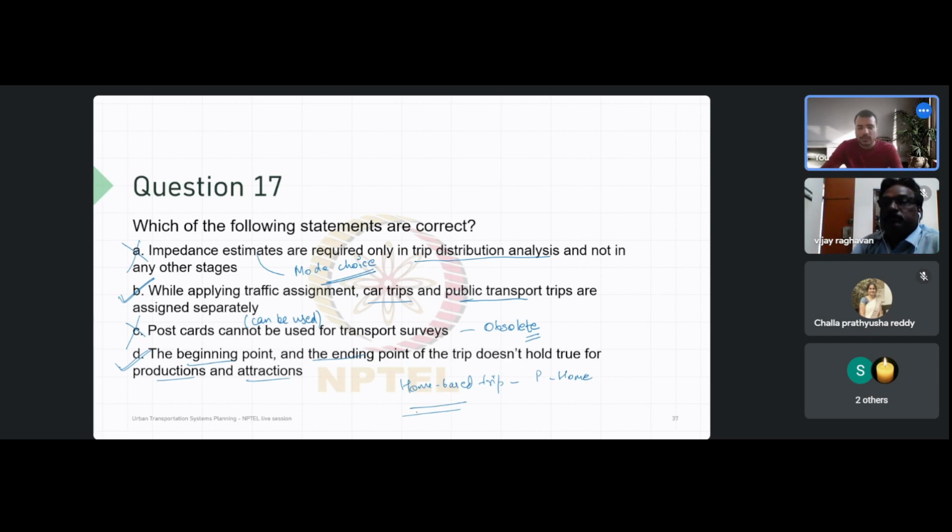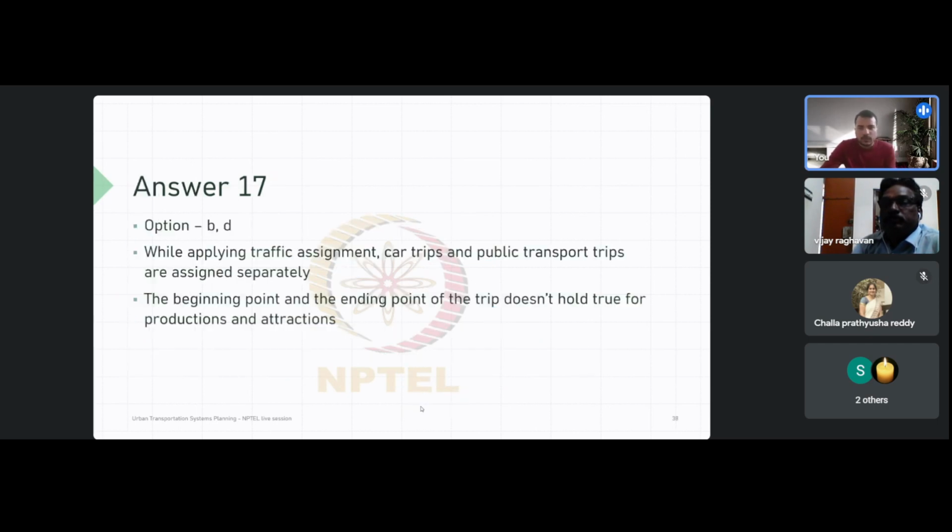So B and D are correct in this case. So while applying traffic assignment, we will assign car trips and public transport trips separately, and beginning and ending point will not hold true for productions and attractions. So option B and option D are correct. So is this clear? Can I have some response?